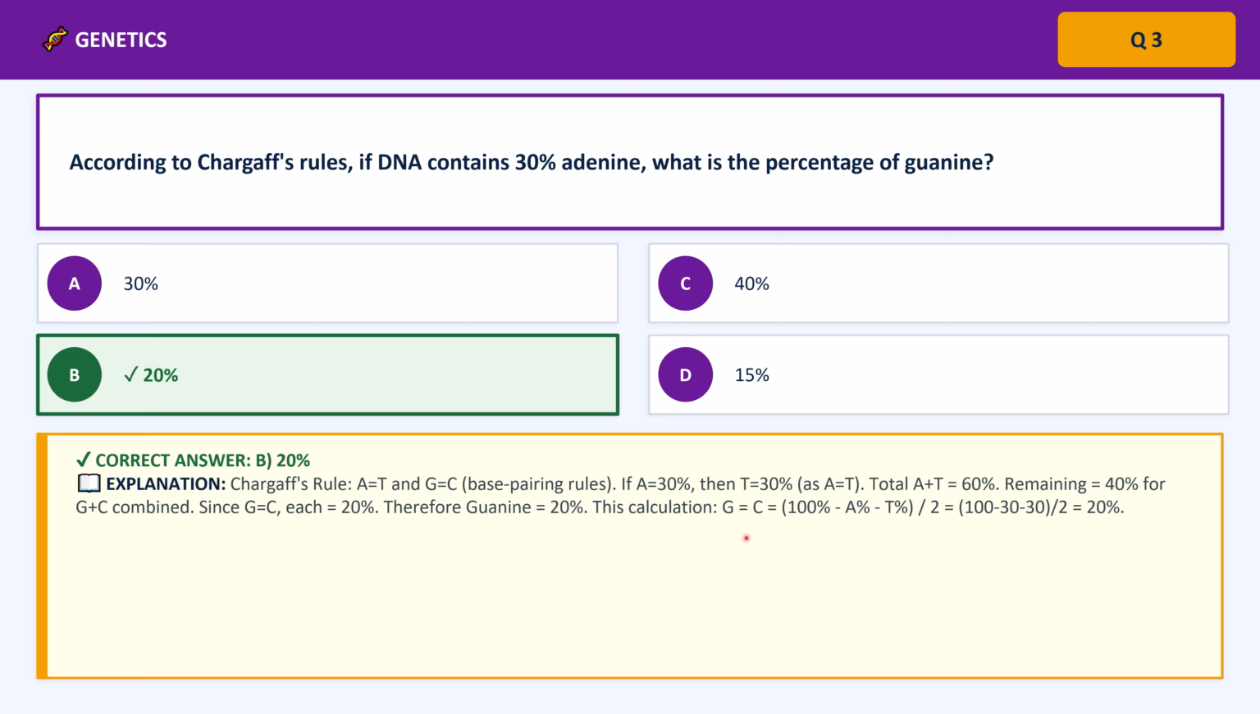The calculation: G is equal to C is equal to (100 minus (A percentage plus T percentage)) divided by 2, which is equal to (100 minus 60) divided by 2, which is equal to 20%. So this is the calculation. Please don't skip the explanation. By explanations you can complete or cover 2 or 3 more MCQs.